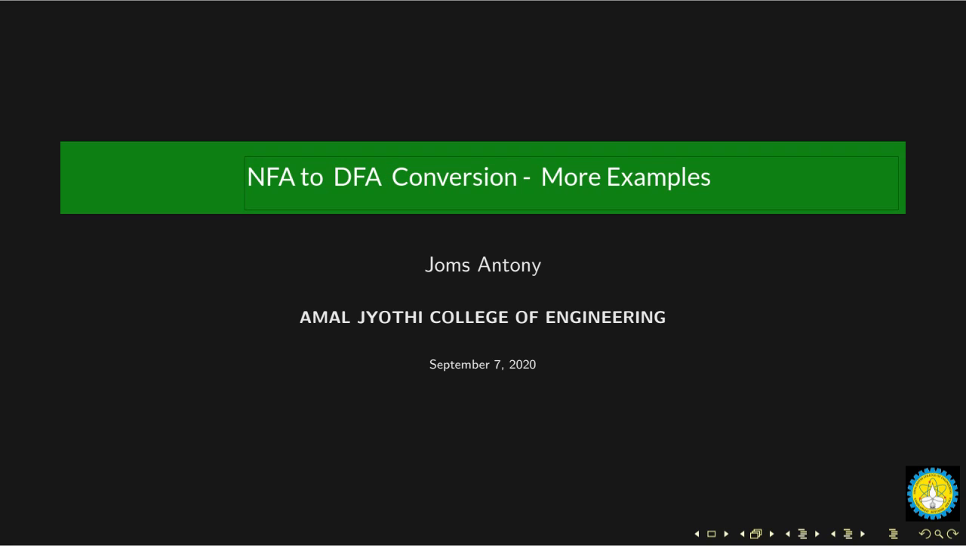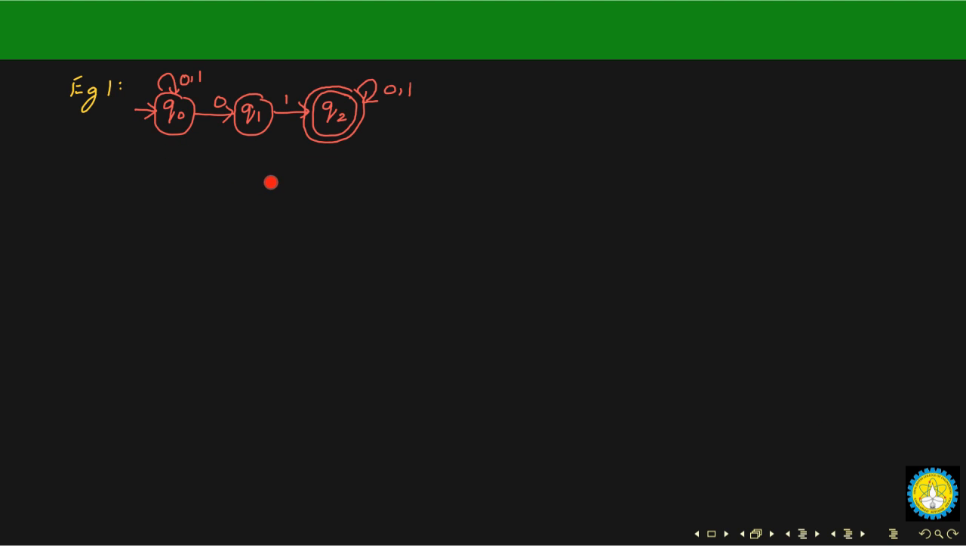So in this video, we will look at more problems on converting NFAs to DFAs, right? In this example, we are given an NFA. By looking at the NFA, we can identify that this is an NFA which accepts all the strings having 0, 1, 0, 1 as a substring.